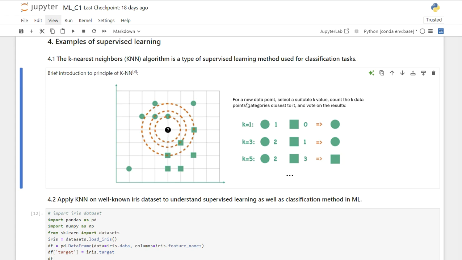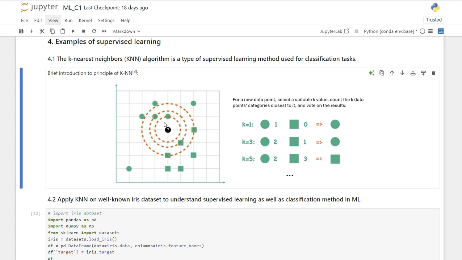I'll give a brief introduction to the principle of KNN. In this chart, you see it's a two-dimensional coordinate system, and you can see some squares and some circles. Each of them represents a data point, and they all come from the same data set. As we said for supervised learning, all of the data is labeled data. Here it also shows labeled data, because circle means one category and square means another category. So they belong to two different categories.